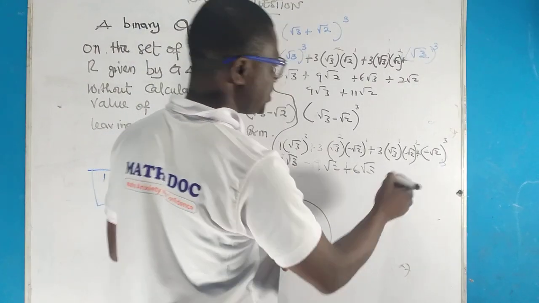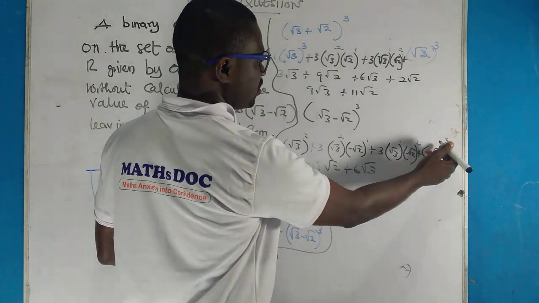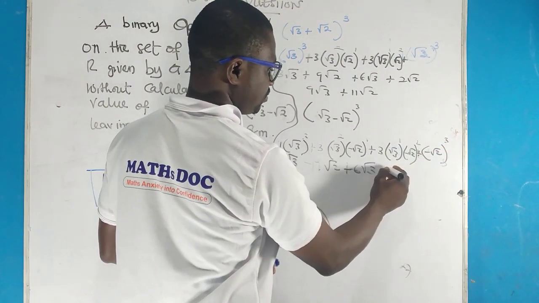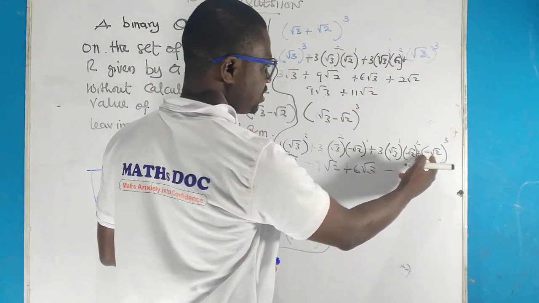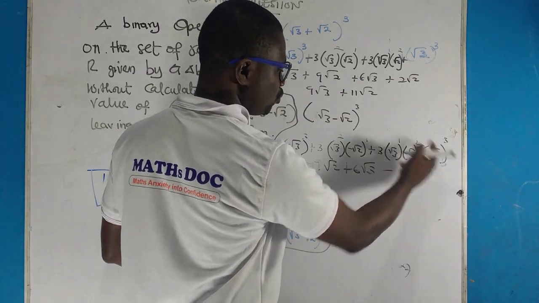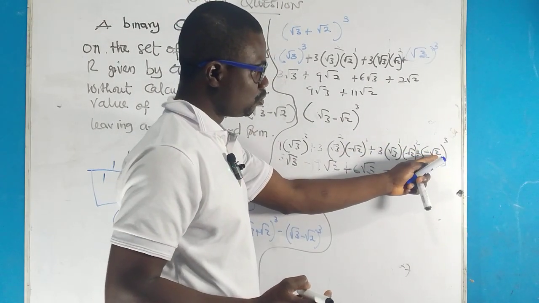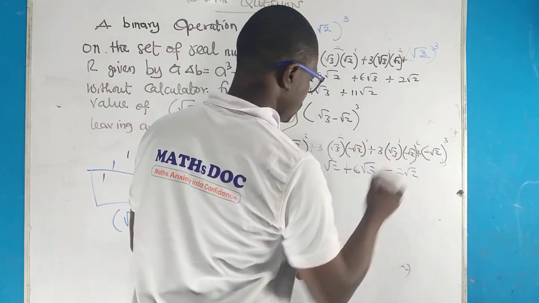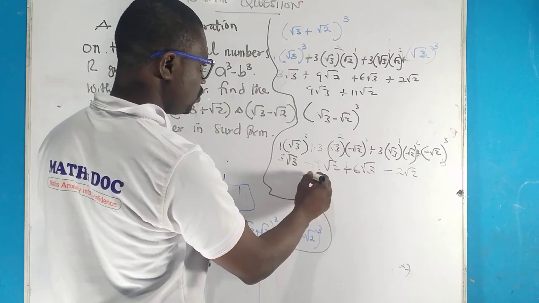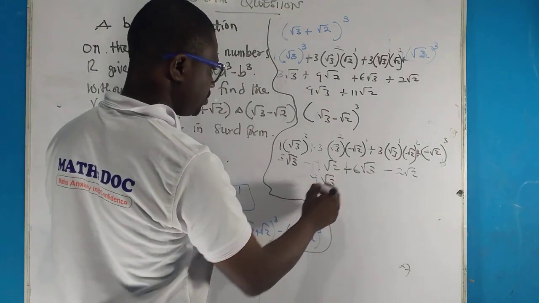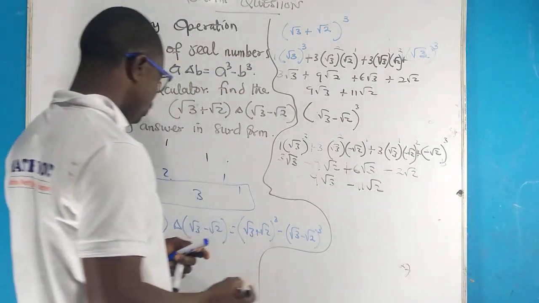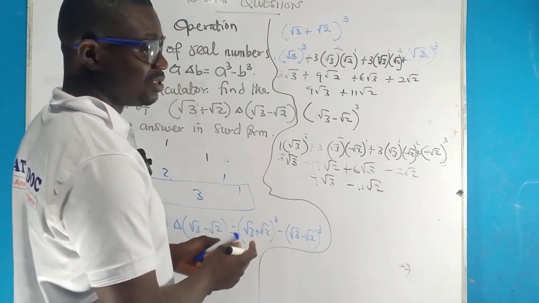Now let's come to the last part. When you cube a negative, you get a negative. Then root 3 times root 3 times root 3, and root 2 times root 2 times root 2 will give you 2 root 2. So let's simplify what is here. This and this will give you 9 root 3, and this one gives you minus 11 root 2. Now we are supposed to subtract them.